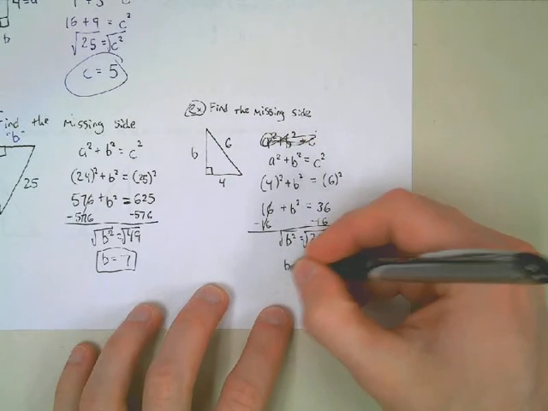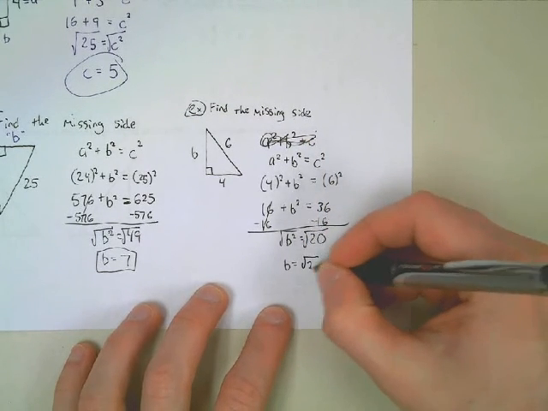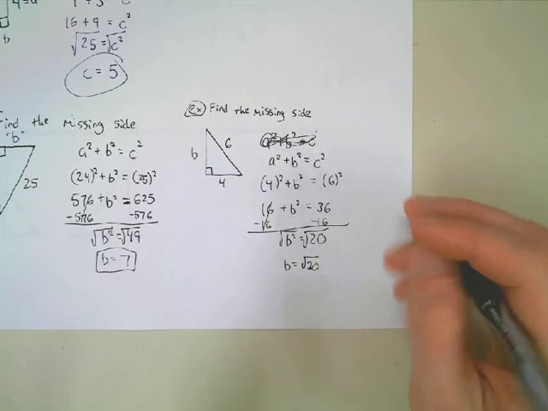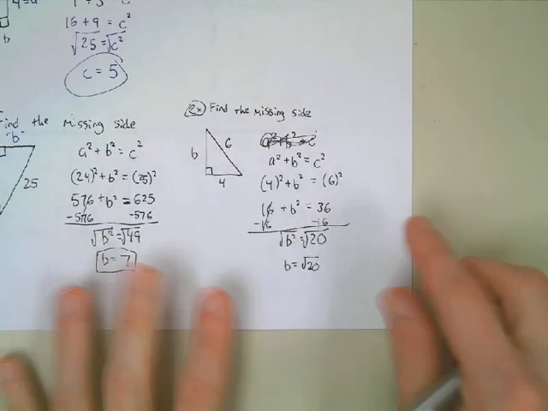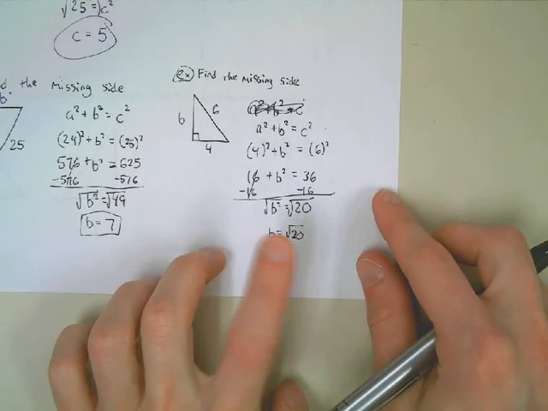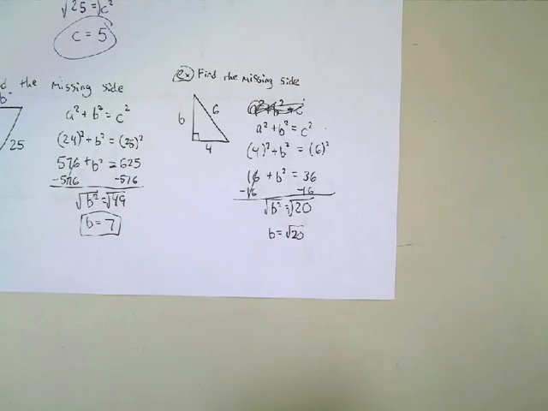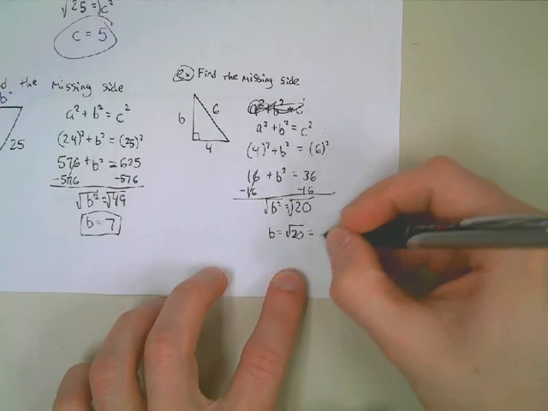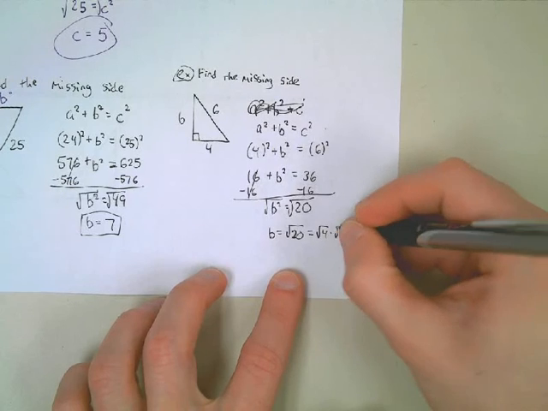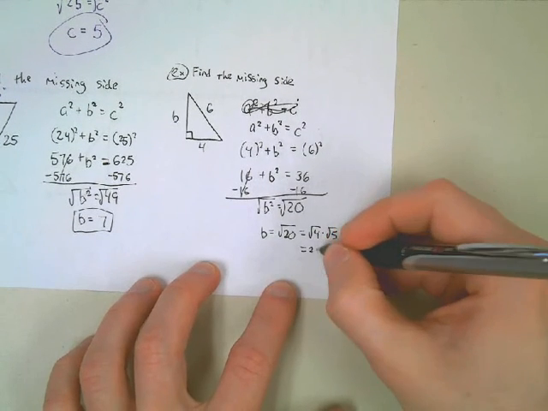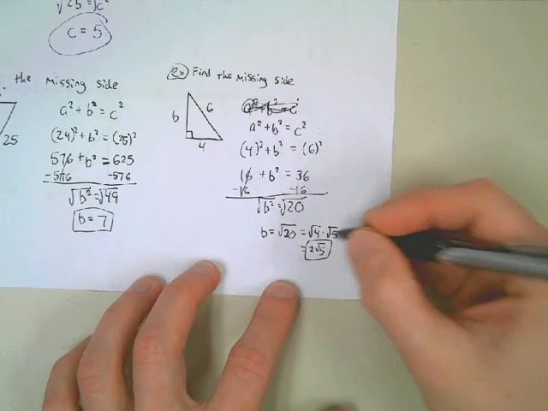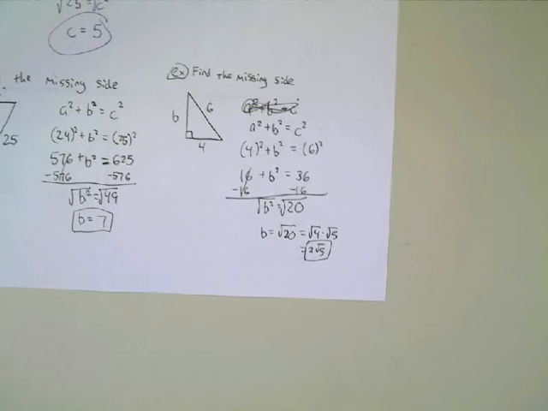We could stop there. Technically, that's correct, but we're going to simplify this because we know how. 20 can be divided by a perfect square. What perfect square divides 20? 4 does. So this is equal to the square root of 4 times the square root of 5. And then the square root of 4 is 2 square roots of 5. And that is our final answer there. Did you do the same thing with this A? Yep, it'll work the same way.